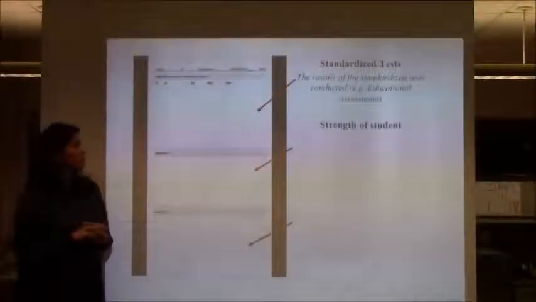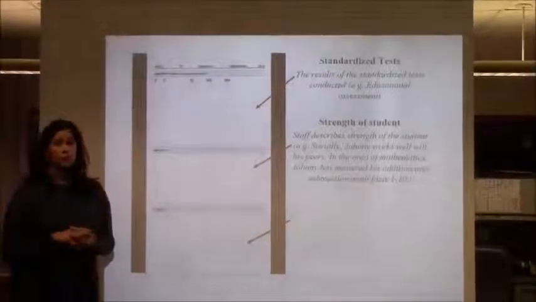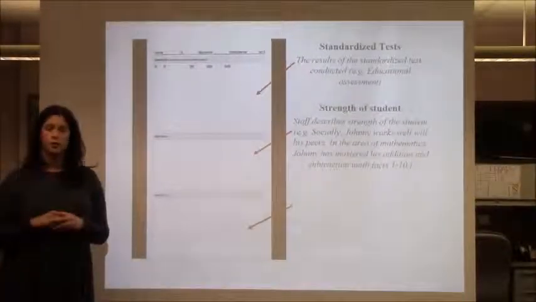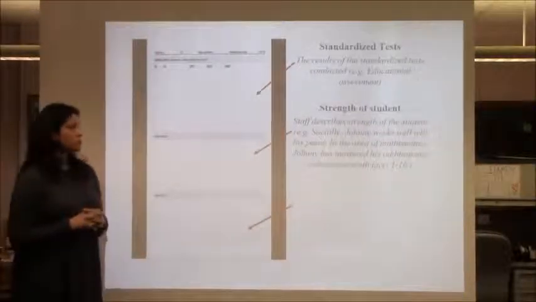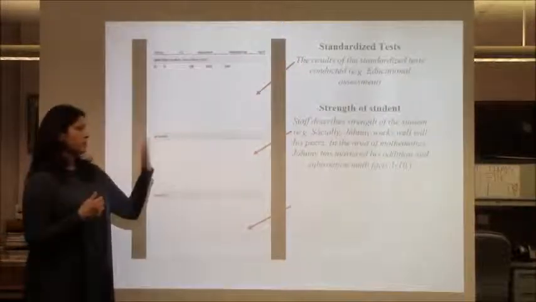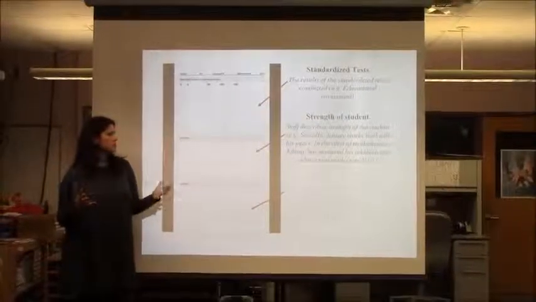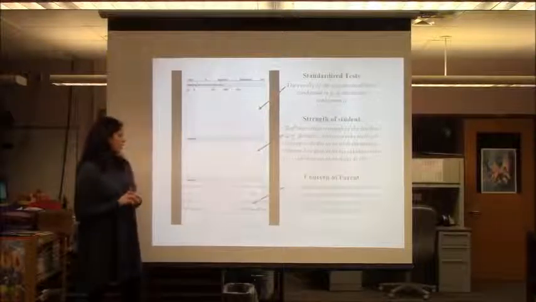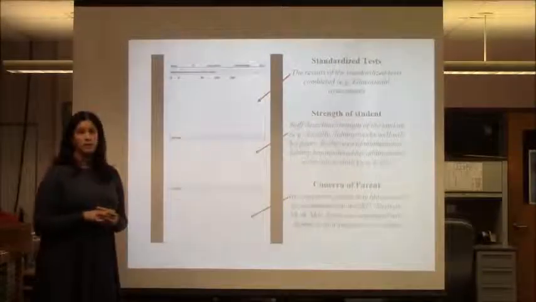So then the section here would be the standardized test results. So if they had a psychological, it would indicate the IQ score. If there was an educational, it would indicate the breakdown of mathematics and so forth on top. There's also a section for the strength of the student. So it would describe, as an example here, socially Johnny works well with his peers in the area of mathematics. He has mastered his addition and subtraction math facts 1 to 10, just to kind of give you an example of that. And then there's a portion on the bottom of any concern that a parent may have that should be documented in an IEP.